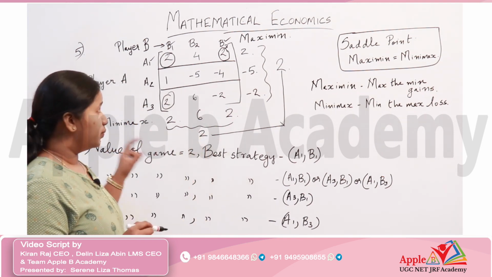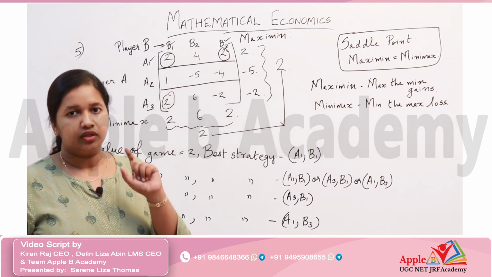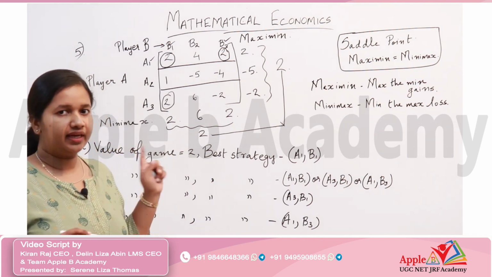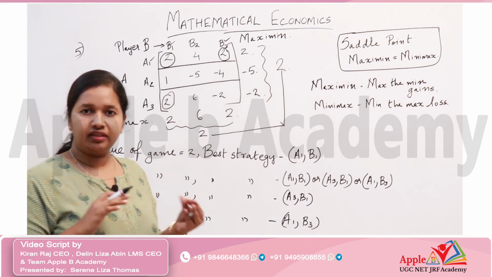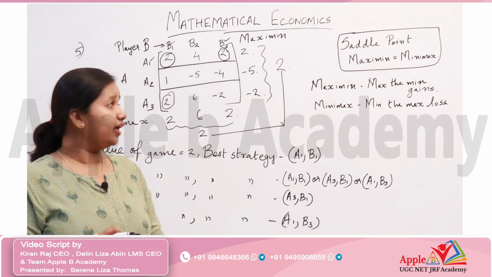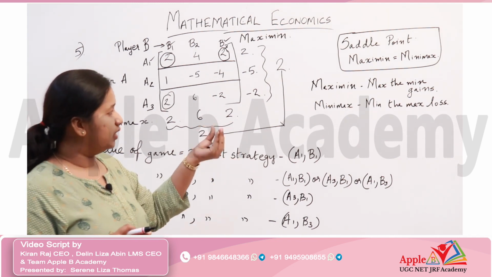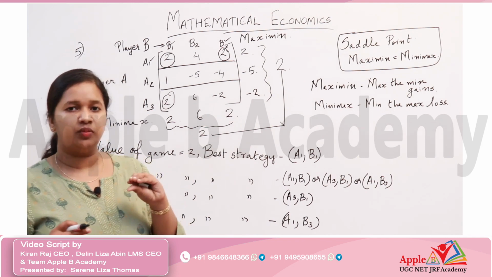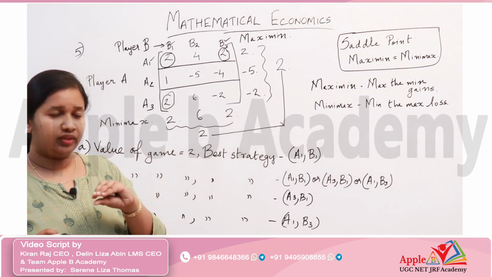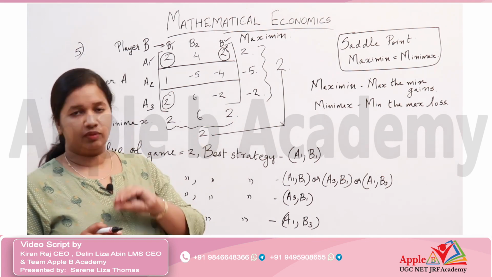This question is asked from game theory. We need to find the value of the game. Here we have two players, player A and B. In order to find the value of the game, we need to find the saddle point. Player A follows the maximin strategy and player B follows the minimax strategy. Maximin means maximizing the minimum gains, and minimax means minimizing the maximum loss.